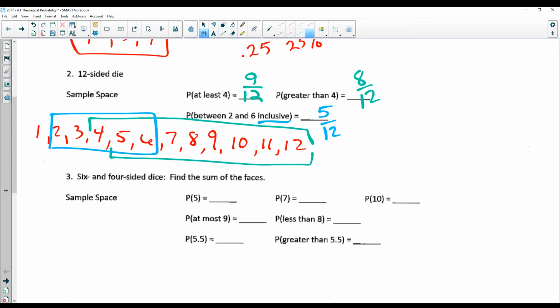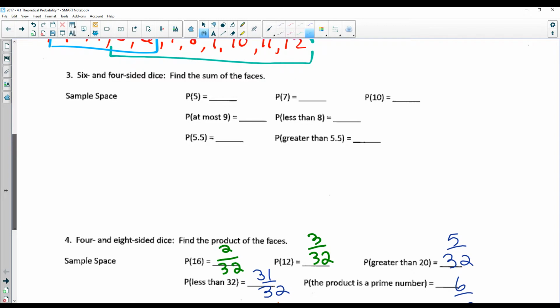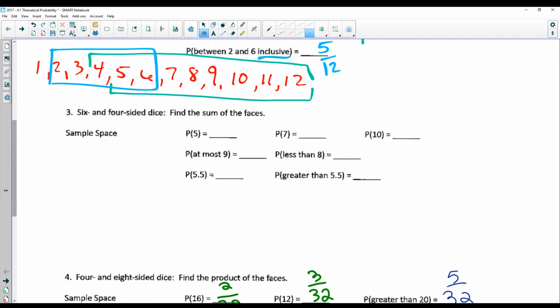Okay? All right. The next one gets set up a little differently because if you're rolling a 6 and a 4-sided die, and we are adding the faces together, we are supposed to find the sum of the faces. That means that our sample space is a combination of the 4-sided die mixed with the 6-sided die.